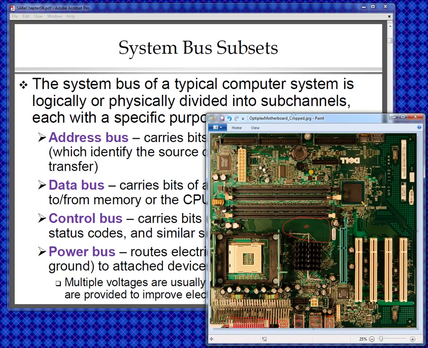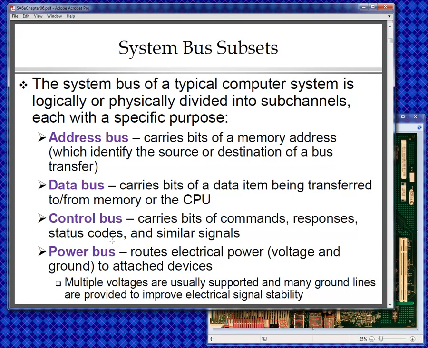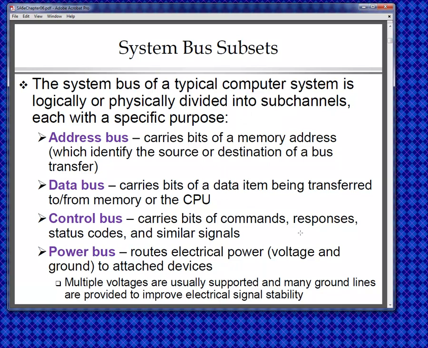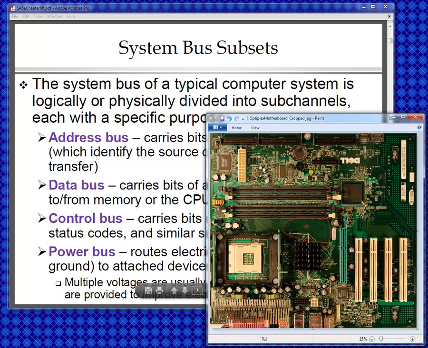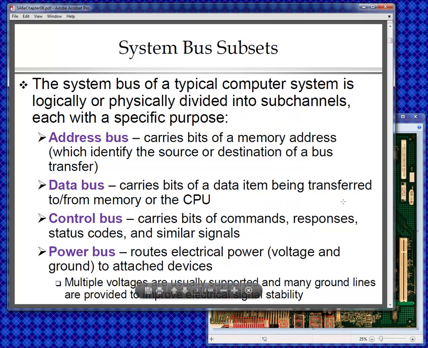So back to this slide, system bus subsets. We can subdivide that set of connecting lines by function. It may be that we can actually point and say, well, that part there is the address part, and that part there is the data part, and so on and so forth. Or it may be that some of these lines are shared amongst these functions. But in terms of function, we can think of at least 4 categories of these lines.